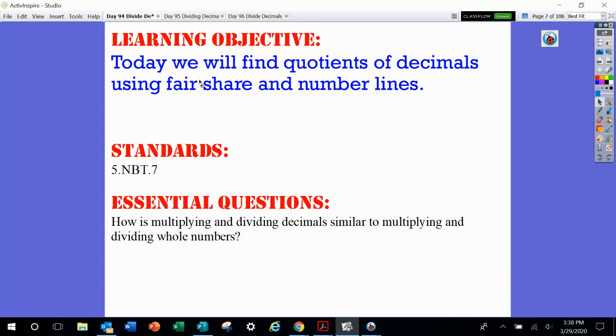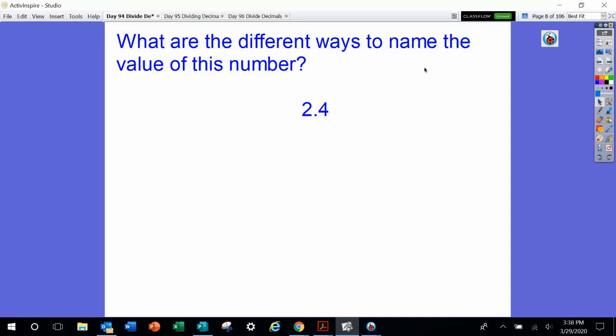Okay, today we will find the quotients of decimals using fair share, meaning you pass it out kind of thing, and number lines. Okay, so let's look at this number. What are different ways to name the value of this number? Well, normally we read this number as 2 4/10. Are there any other ways that we could read this number?